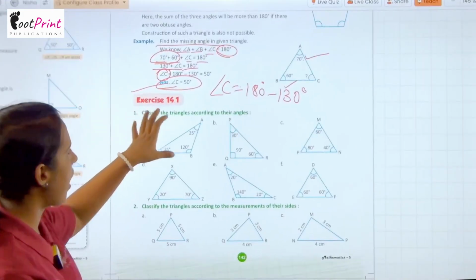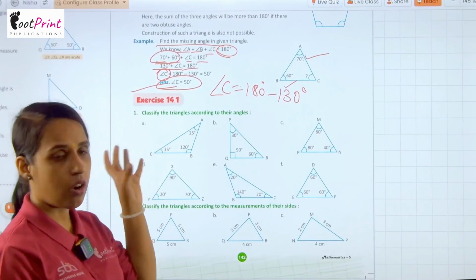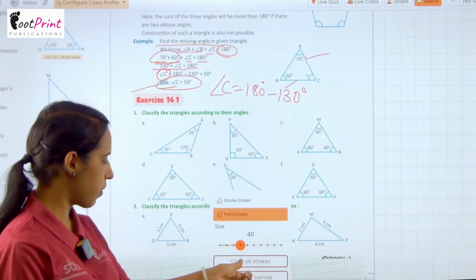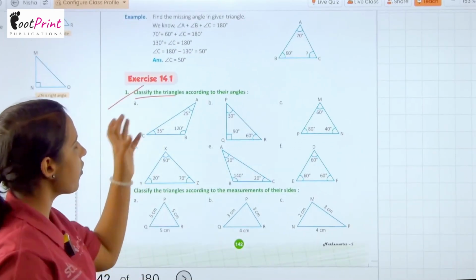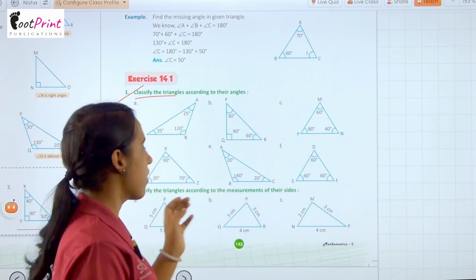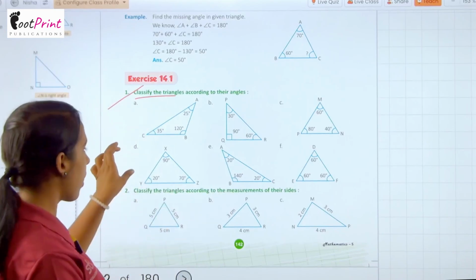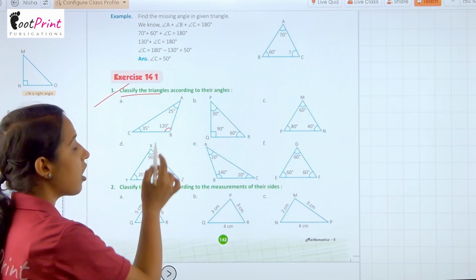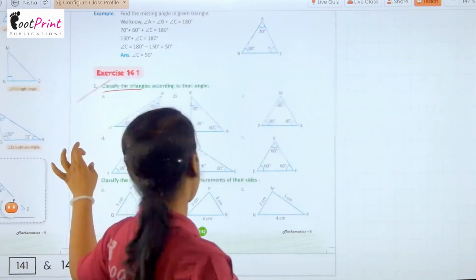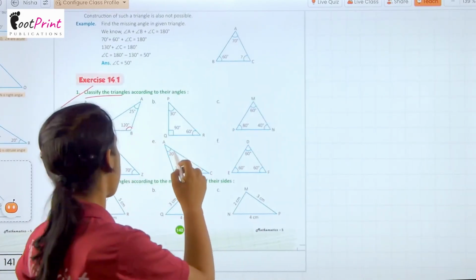so now we have exercise 14.1 of our learning concept. So let's see here. First question is classify the triangle according to their angles. Angles के basis पे हमें triangle को classify करना है. So here we have an angle 120 degree. It means it is an obtuse angle.